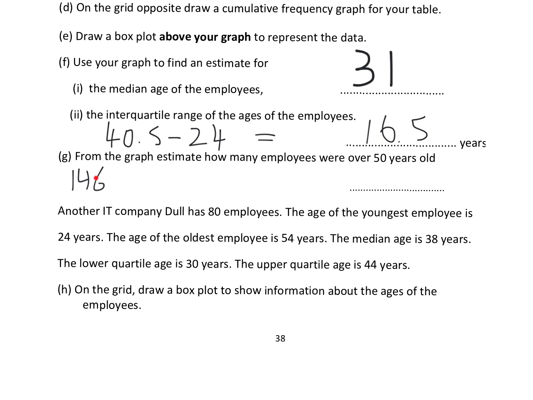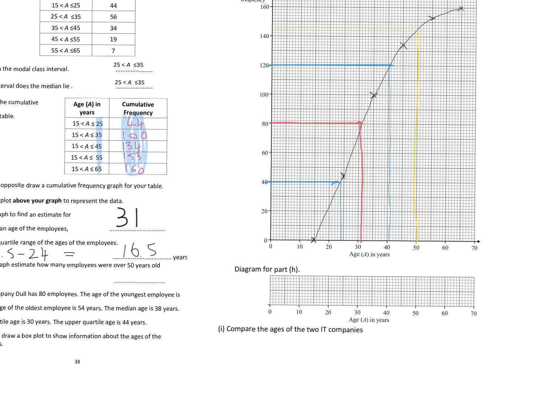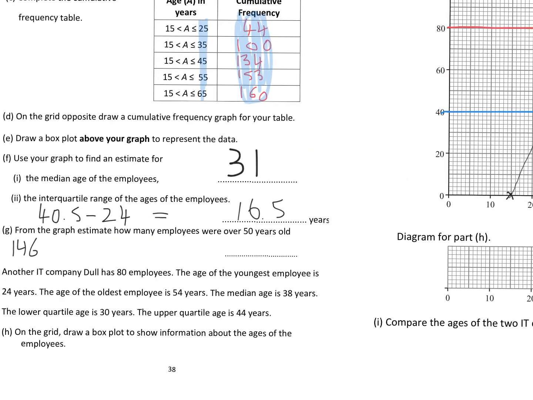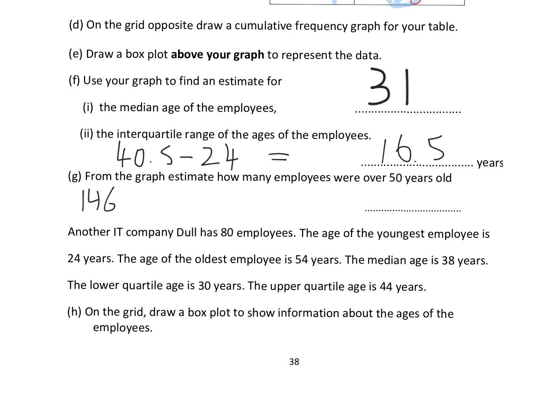So what's the question, and then what does that 146 mean that we just worked out? We have to estimate how many employees were over 50 years old. So we went to 50, and we got 146. That means 146 employees are 50 years old or less. So it's the remainder that are over 50. There's 160 employees. We've got to take off 146, which means there are only 14 employees that are over 50.